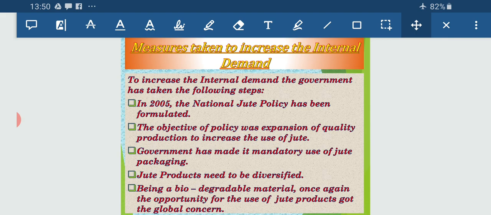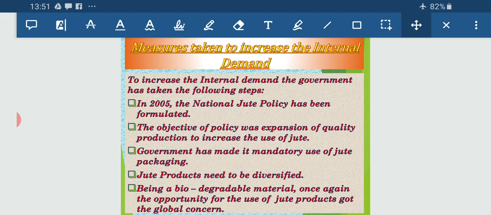And then the jute products used to be diversified. That means it should not be concentrated only in that part of West Bengal. It should be supplied throughout the country, throughout the different parts of the world. If we are able to upgrade our technology, we can compete in the international market by improving our quality. So, the jute goods should be diversified.